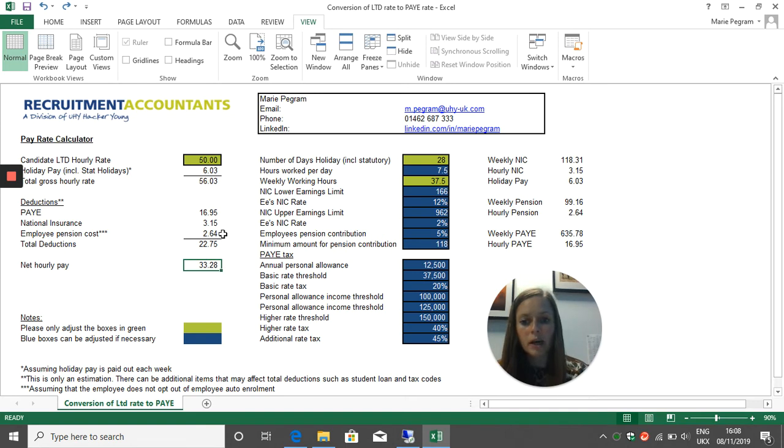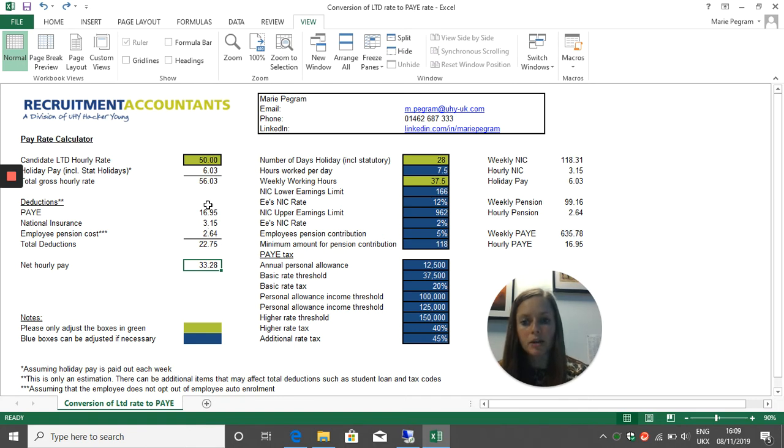So this is an estimate of the deductions. There are other things that may affect their net pay, so if they have a student loan or their tax coding notice. So hopefully this is just a useful guide of what the deductions could be.